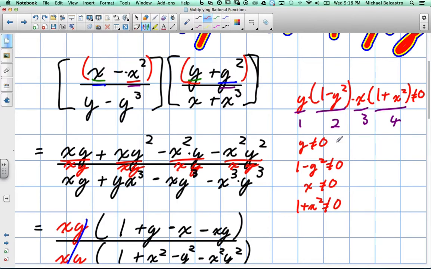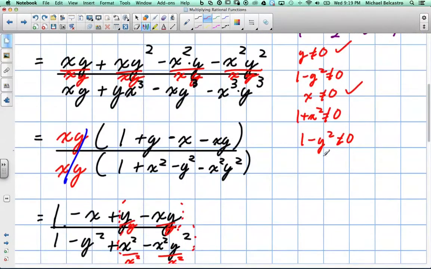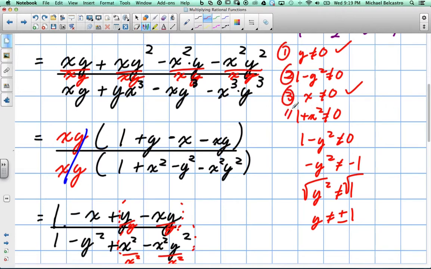Well, two of them are already done for us. y can't equal 0, x can't equal 0. That's the set. The other two we have to work with a little farther. So the first one, 1 minus y squared, cannot equal 0. When I move 1 to the other side, we end up with negative y squared cannot equal negative 1. We divide both sides by negative 1, and we get y squared cannot equal 1, and we root both sides. We end up with y cannot equal plus or minus 1. So there's two more. And finally, our x value here, I guess I should number this. This was 1, this was 2, this is our third, and this is our answer to the third.